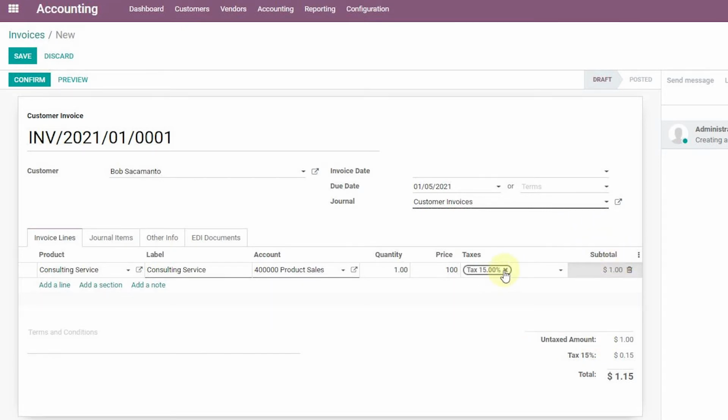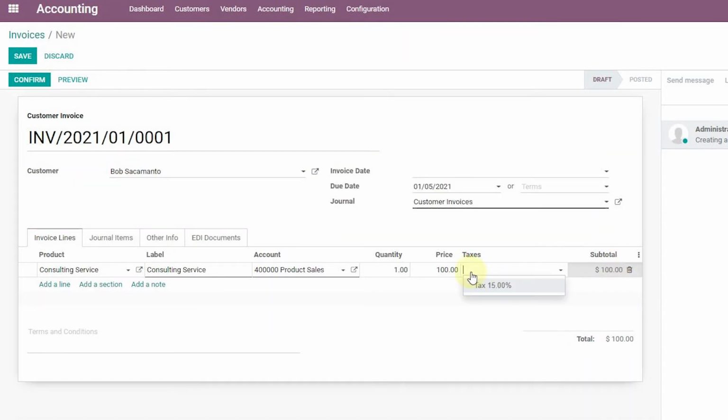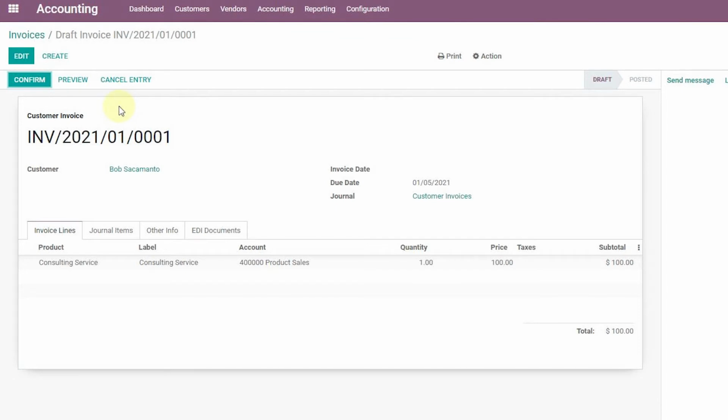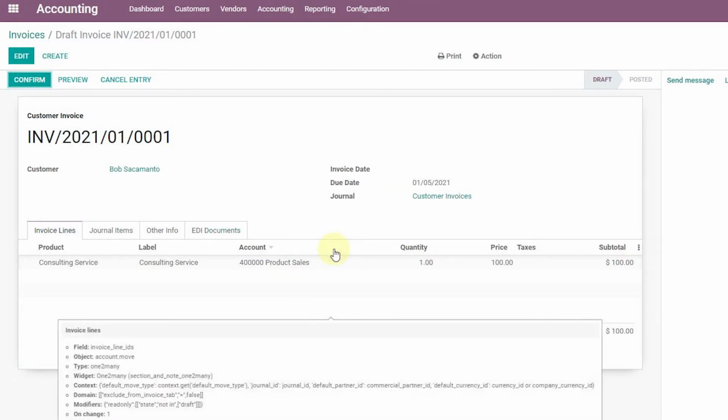And we'll take off the tax just to make it a little simpler, because if we have the tax on, that's going to create another transaction or another journal entry. We'll explain journal entries soon. So I'm going to save this. Now, just like in a lot of systems, if you have drafts of invoices or drafts of sales orders or drafts of anything, there are no transactions created yet.